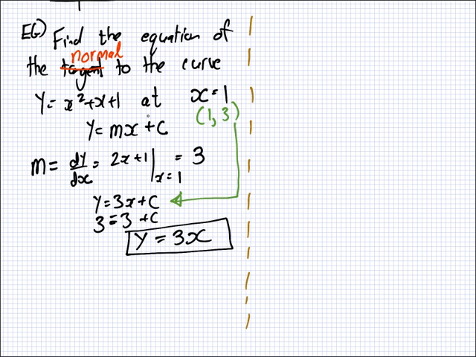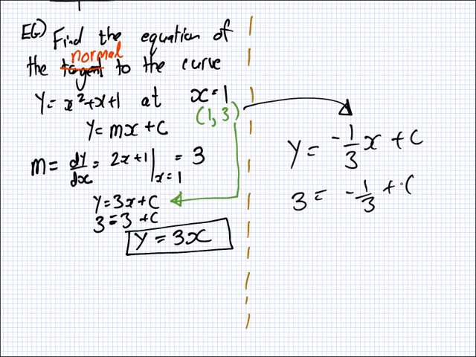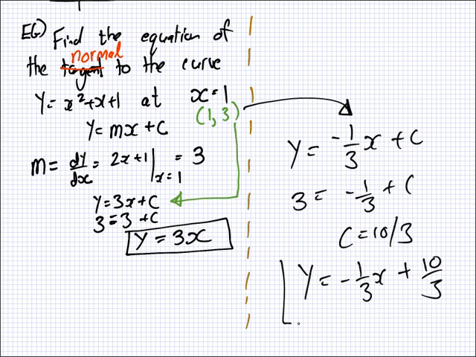Okay. Have some of you got an answer? Yeah? So can you see the only difference really was at this step, because it's perpendicular it's minus 1 over 3 x plus c. And when we sub this in now the c is not 0 anymore, is it? We have 3 equals minus 1 over 3 plus c. So what's that? 10 over 3? Yeah. 10 over 3. So now the normal is y equals minus 1 over 3x plus 10 over 3.